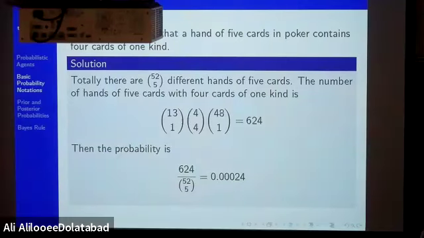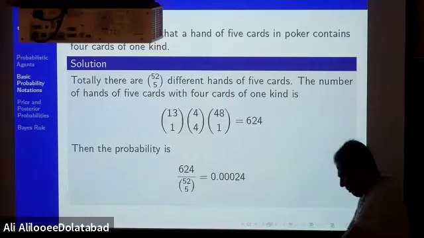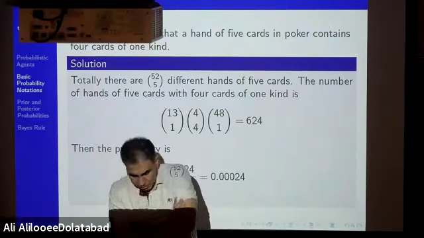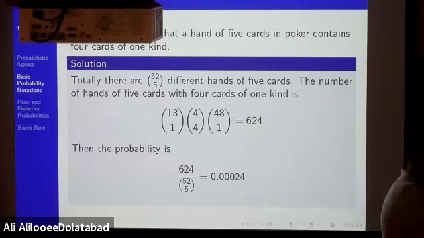Next step, what about the number of cases that we have in the event? More precisely, what is the number of our favorable cases? Our favorable cases are those in which our hand, which contains 5 cards, has 4 cards of one kind. The kinds have names. For example, we have heart, we have spade, we have diamond, something like this. When we say one kind, you need to understand the meaning of one kind.